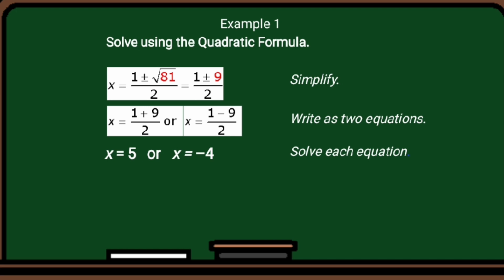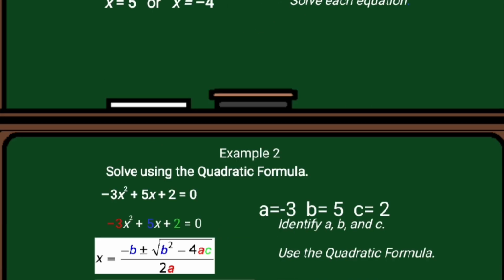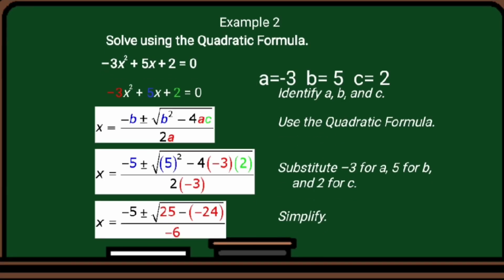Then, write as two equations. X is equal to 1 plus 9 over 2 or x is equal to 1 minus 9 over 2. Then solve each equation. Therefore, the value of x is equal to 5 or x is equal to negative 4. Example number 2. Solve using the quadratic formula.